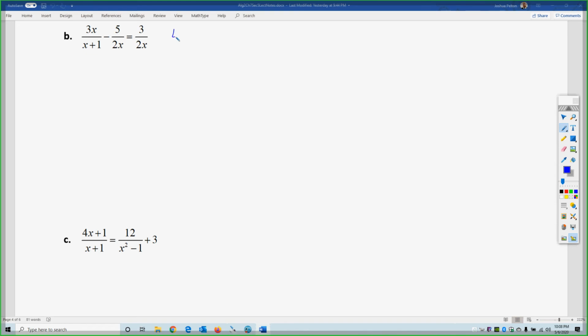Okay, lowest common denominator. What do they have in common? 2x. Okay, what's left over? X plus 1. So we have a monomial binomial type mixture here. Okay, so rewrite the problem. Wow, I don't know what's happening here.